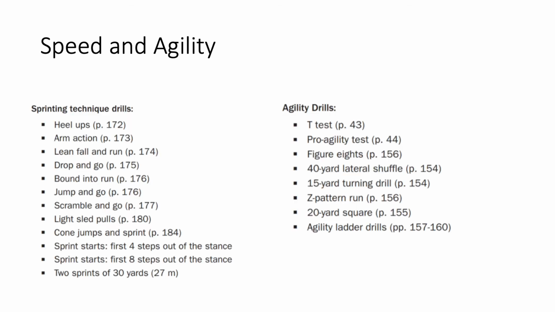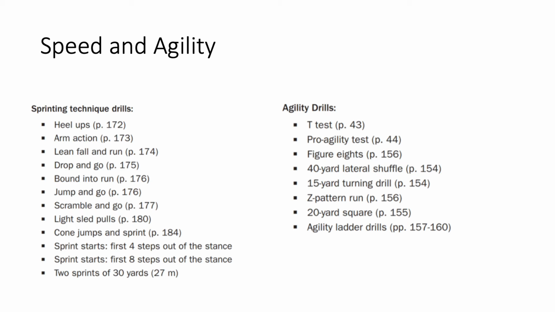Here are some examples of speed technique and agility drills. These drills can be performed in a circuit style. With speed technique drills, we can see heel ups. You can start performing arm actions, and then you can do some light sled pulls, cone jumps, and then 2 sprints of 30 yards.